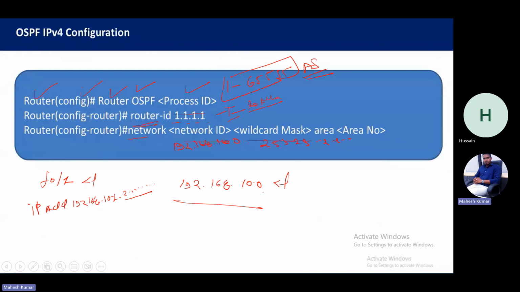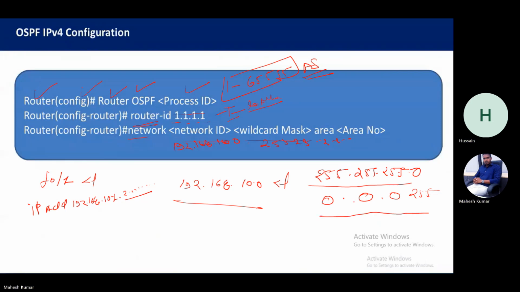The wildcard mask is a reverse of the subnet mask. For 255.255.255.0, wherever we have 255, in place of 255 you use 0, and wherever you have 0, that will be 255. So it is an inverse of the subnet mask, and it is called the wildcard mask. Instead of providing a subnet mask, we assign the wildcard mask.